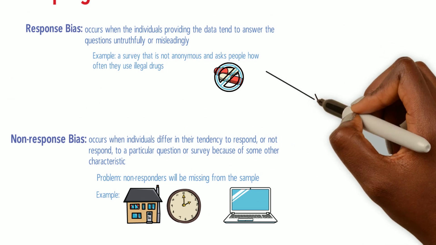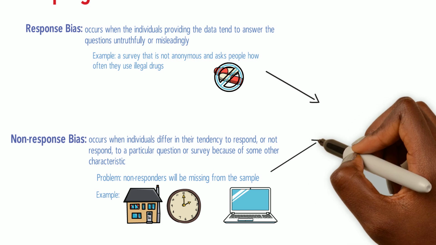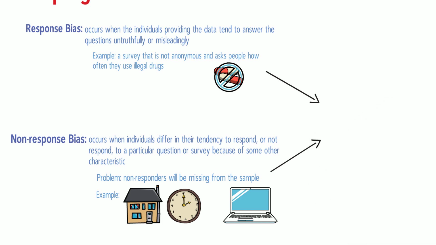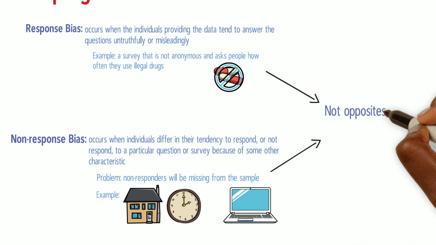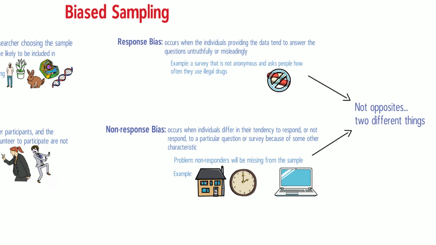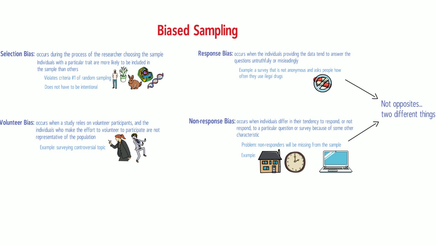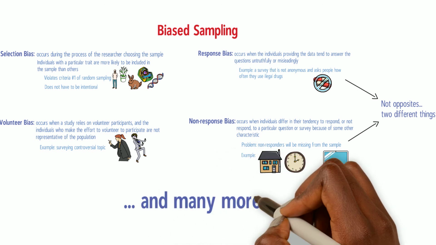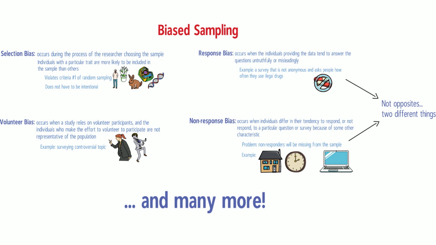Note that although the terms response bias and non-response bias seem like they would be opposites, they are actually referring to two different things. It is possible for studies to suffer from all of these types of bias. And there are also many other types of bias. The purpose of highlighting these examples was to illustrate just how common these issues can be.